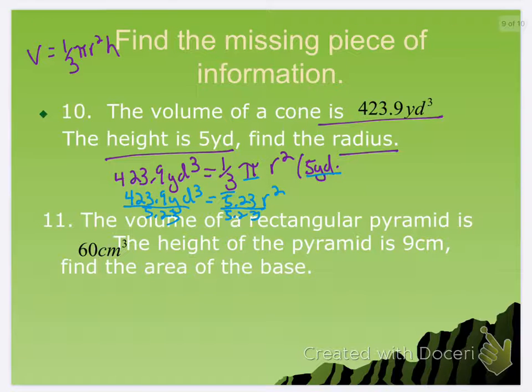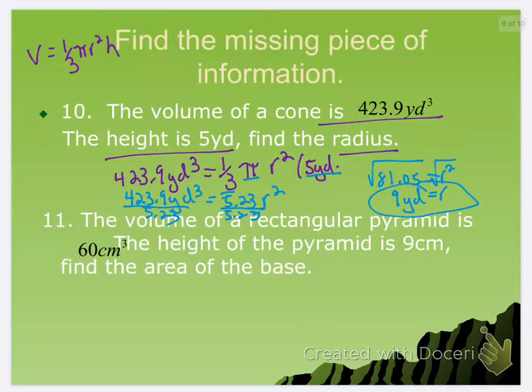423.9 divided by 5.23. Okay, this gives me 81.05 equals r squared. To get r by itself, we're going to square root both sides. Gives me approximately 9 yards for my radius.